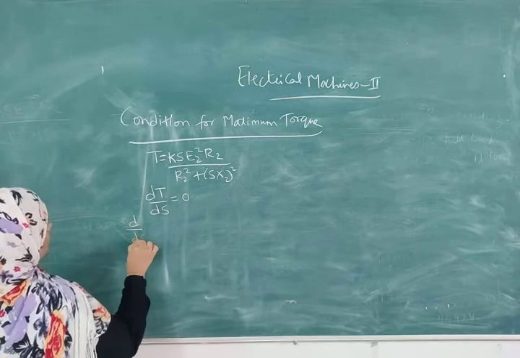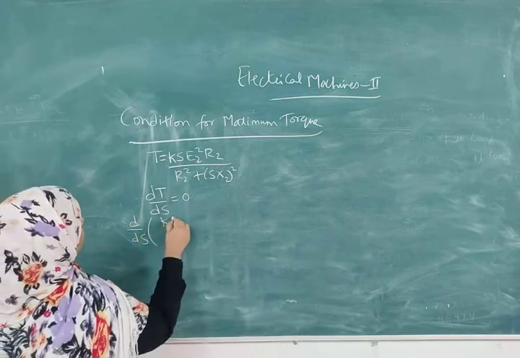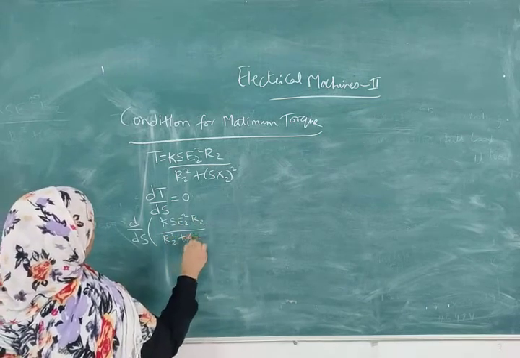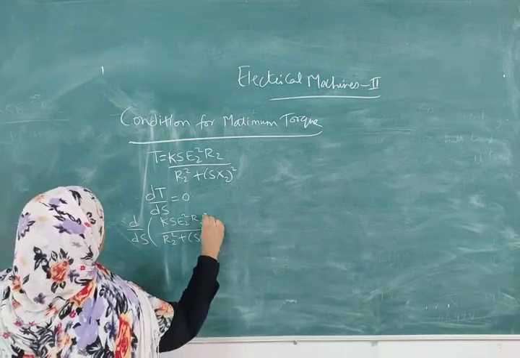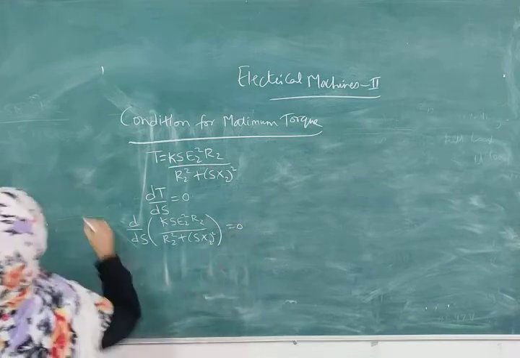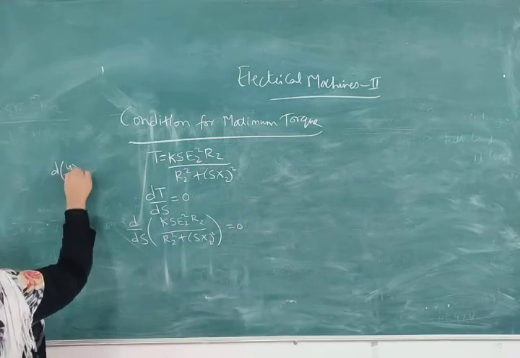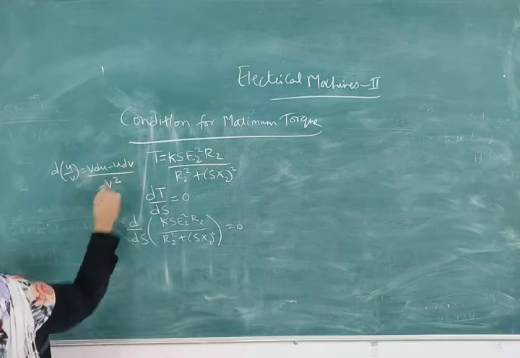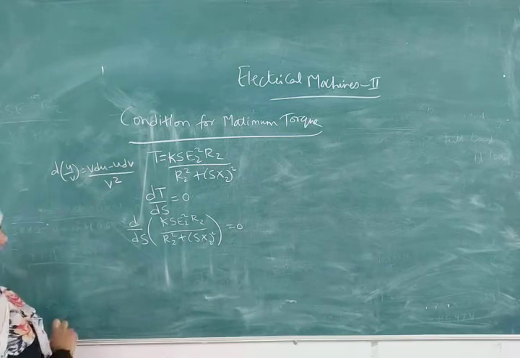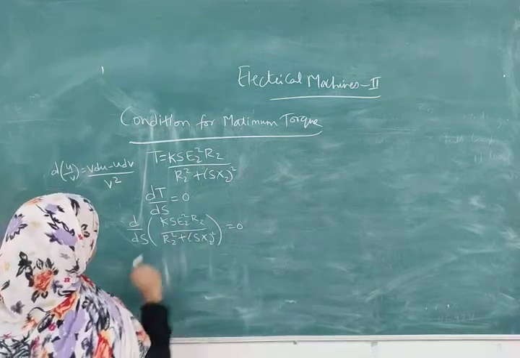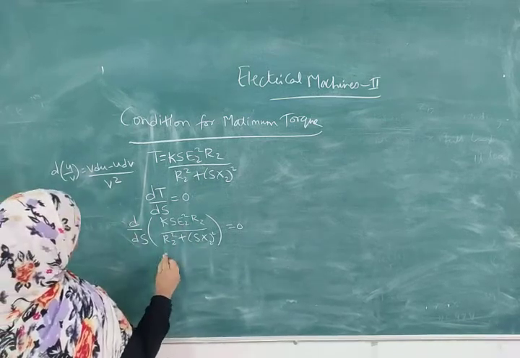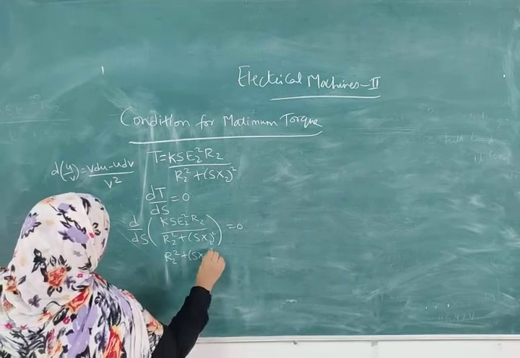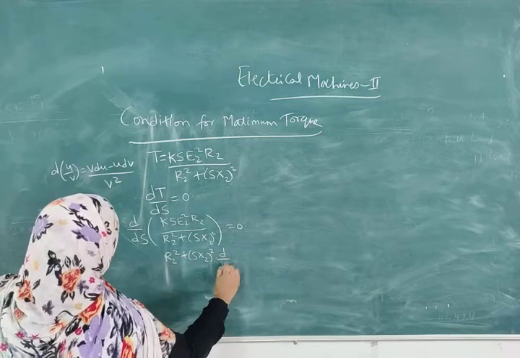Now differentiate this equation of torque, that is K s E2 square R2 by R2 square plus (s x2) whole square, and equate it to 0. So the derivative of u by v is equal to (v times derivative of u minus u times derivative of v) by v square. This formula we already know. So now this is u and this is v. So v into derivative of u, where v is R2 square plus (s x2) whole square, into d by ds of u.